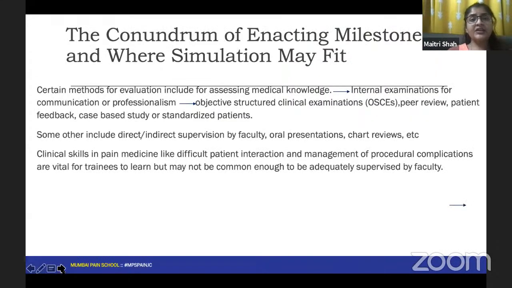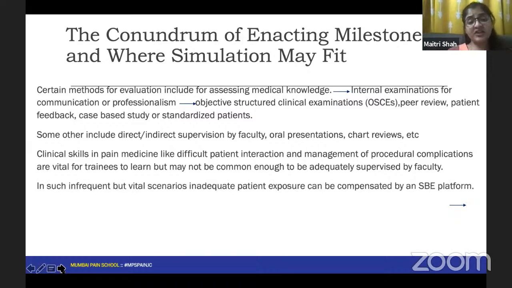So moving forward, the conundrum of enacting milestones and where simulation may fit. Certain methods for evaluation include assessing medical knowledge, internal examination for communication or professionalism, objective structured clinical exams or OSCEs, peer reviews, patient feedback, case-based study, or standardized patients. Some others include direct and indirect supervision by faculty, oral presentations, chart reviews, etc. Clinical skills in pain medicine, like difficult patient interaction and management of procedural complications, are vital for trainees to learn, but may not be common enough to be adequately supervised by the faculty. In such infrequent but vital scenarios, inadequate patient exposure can be compensated by a simulation-based education platform.